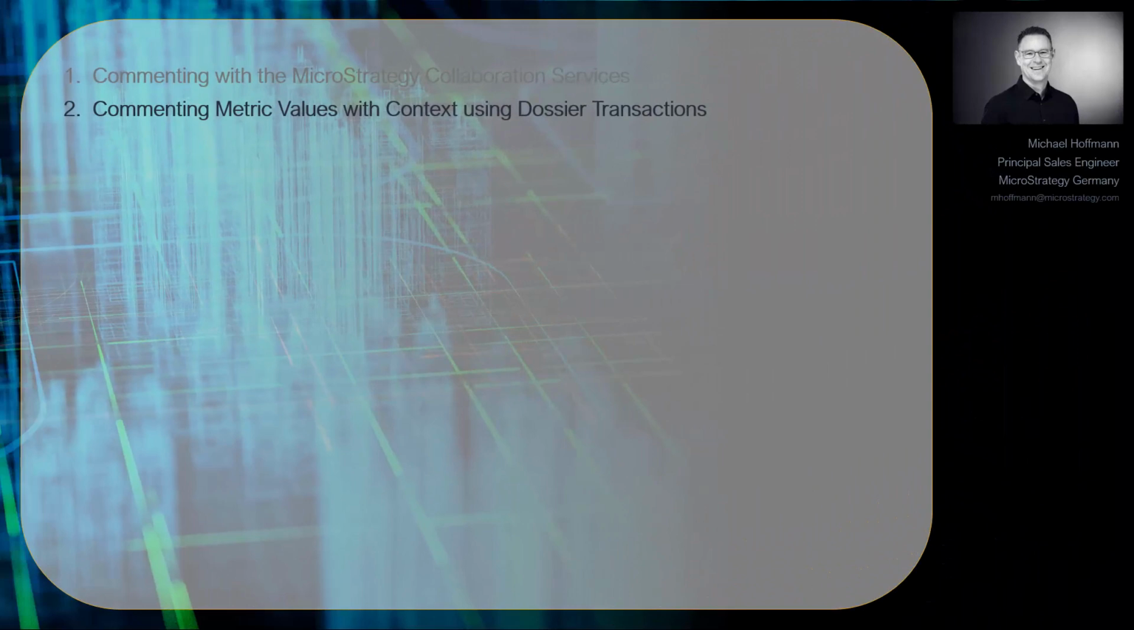Okay, so the main topic for this presentation is then the commenting process on top of metric values. And as I already mentioned, we want to include the context of the metric calculation, and we want to use a feature called Dossier Transactions. Dossier Transactions is a feature that uses transaction services from MicroStrategy, and maybe you know this feature already because it was part of MicroStrategy documents for many years. And we were able to implement workflows and write-back scenarios using transaction services in MicroStrategy documents.